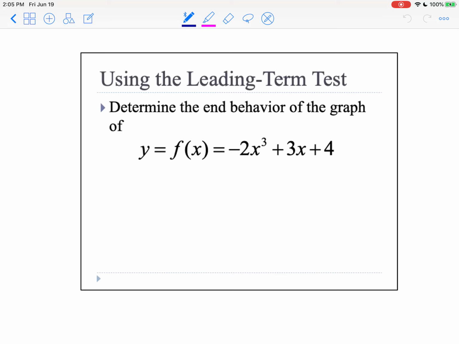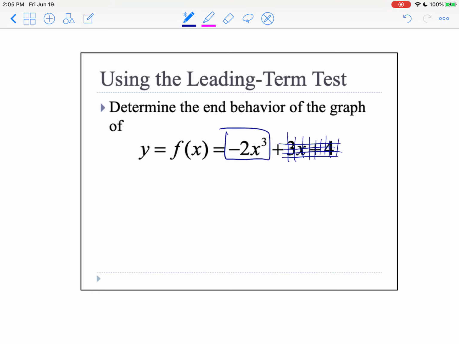Now I have three terms in this polynomial, but I'm really only interested in the leading coefficient, or the leading term. And again, that doesn't mean the first term. It means the one with the highest degree, the highest number exponent. And so in this case, this is what I'm looking at. When it comes to end behavior, I'm not even considering what else is happening. I'm just looking at this term.